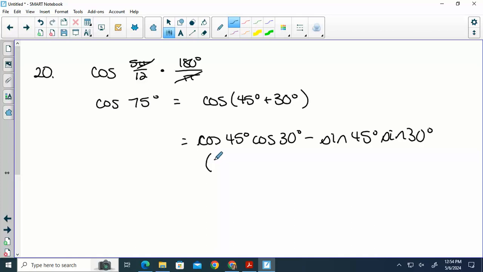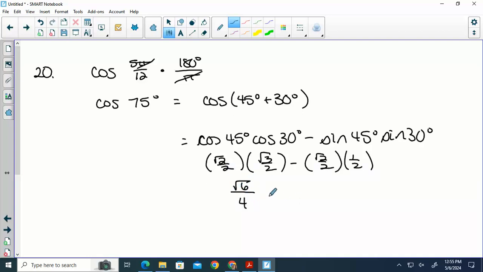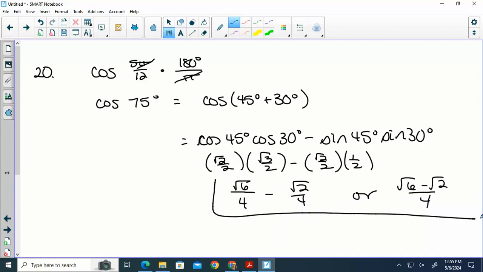Cosine of 45, cosine of 30, minus sine of 45, sine of 30. So if you multiply, numbers under the radicals get multiplied together, so that's radical 6 over 2 times 2 is 4, minus radical 2 times 1 is radical 2 over 4. You could write it like this, and you're welcome to put them together into one fraction. Either answer is okay, but because I said exact, you have to leave them like that. Okay, you can't change it to decimals.